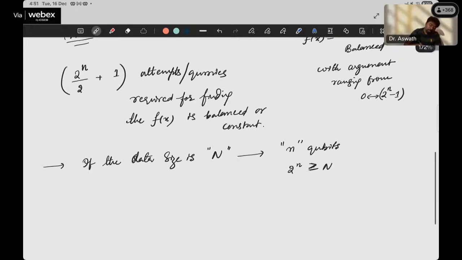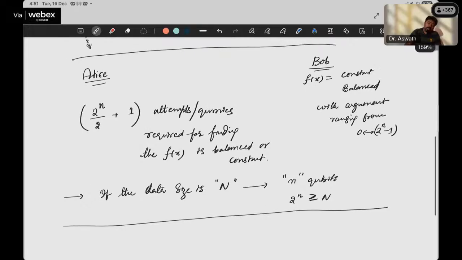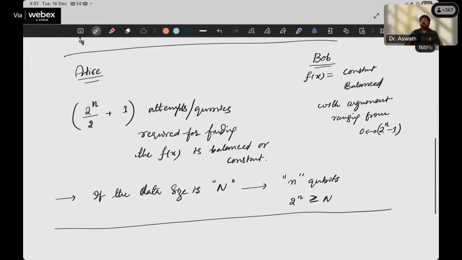So in the classical algorithm, I would not say classical algorithm, I would say the simple logic, there is a possibility that Alice may not find the answer in every possible scenario. She has to wait for her maximum number of attempts to find out whether the function is balanced or not. So 2 to the power of n by 2 plus one attempts are required to find whether the function is balanced or not. Okay, fine. So this is the game for us.